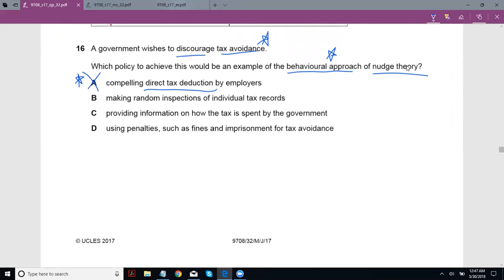B, making random inspections. No, if you're making inspections, you're being interventionist. That's not nudge theory. Nudge theory is being non-interventionist. Providing information on how tax is spent by the government, and that's typical.